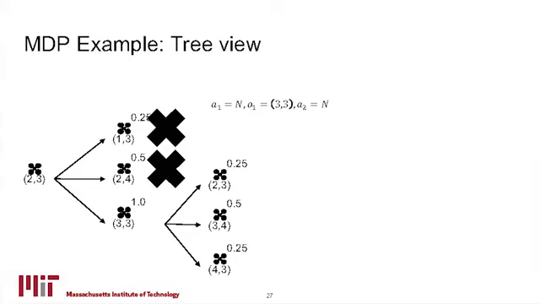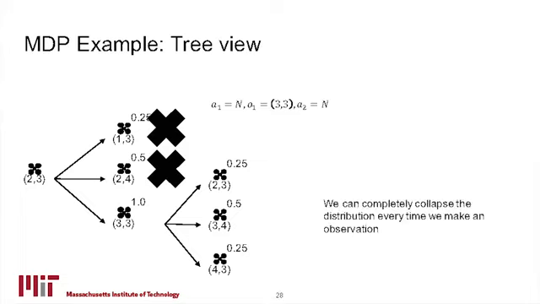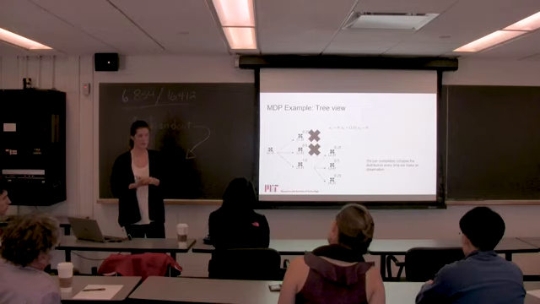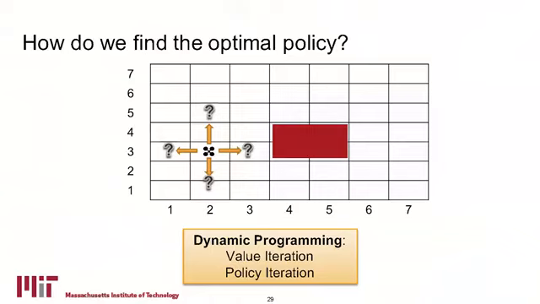So this allows us to basically ignore the history of states. We have the same percentage probability from each time step. This will be really useful in completely collapsing the distribution every single time we take an observation. Anybody have any questions about that? Okay. So let's go back now and figure out how we came up with this optimal policy. The way we do that is through dynamic programming. There are 2 different ways you can do it, either through value iteration or policy iteration. For this lecture, we're going to focus on value iteration.